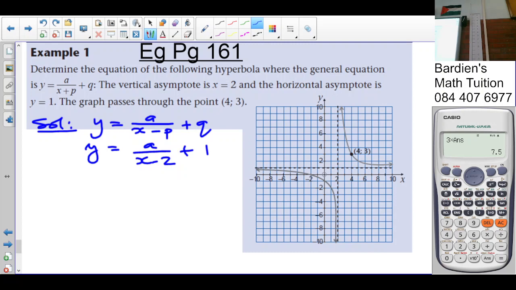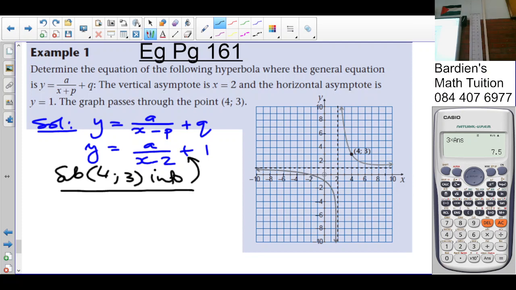So what else do you need to solve here? You need to solve a, which is one unknown, not so? So how are you going to solve for a? Substitute the point that's lying on this graph, which is? There we go. So we're going to substitute 4 and 3 into that equation. Do the substitution and solve for a.